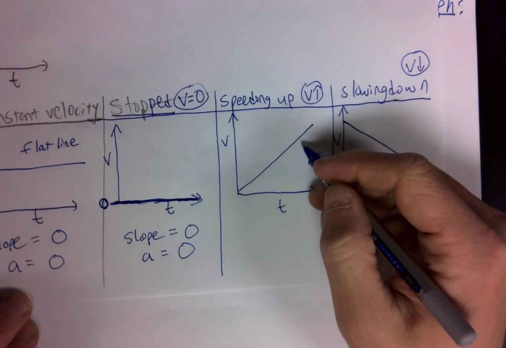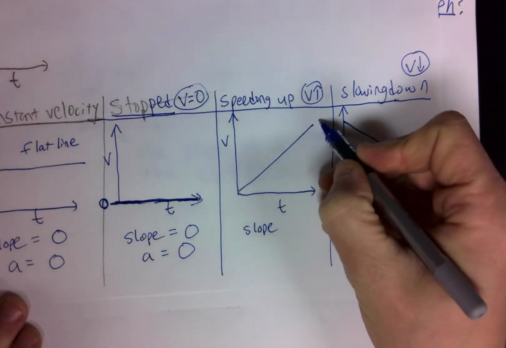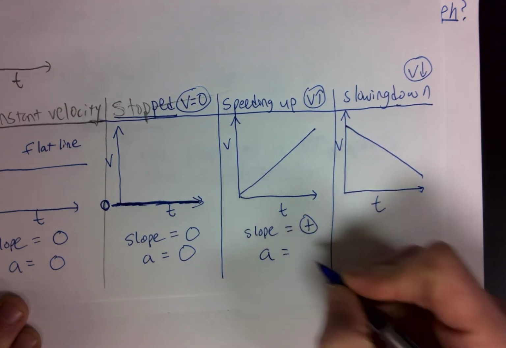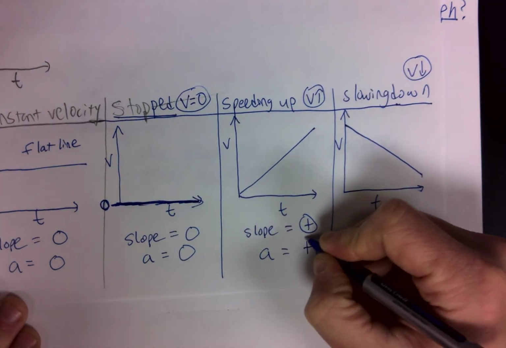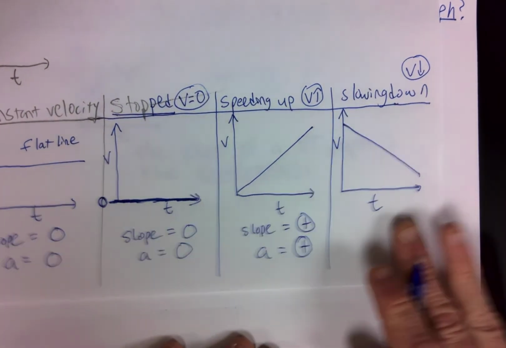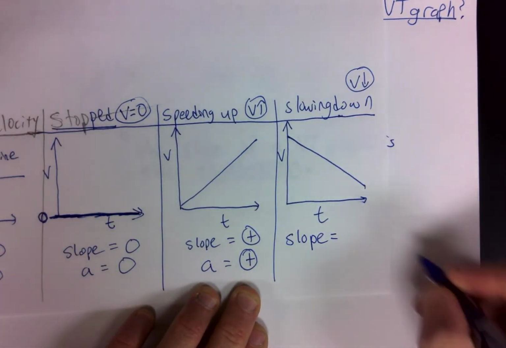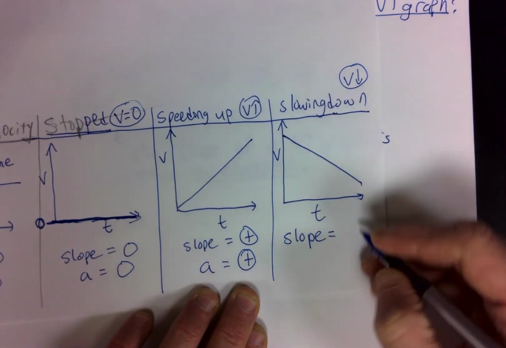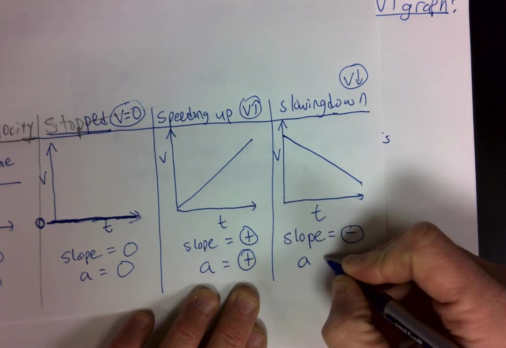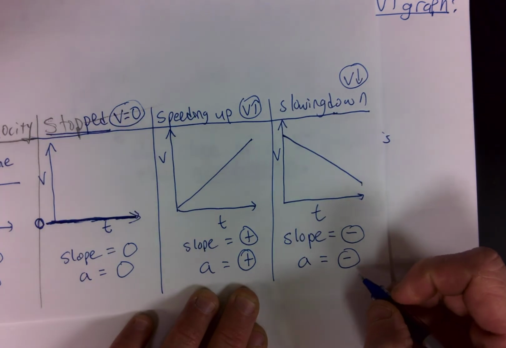And when you're speeding up, what's the slope of that line? Oh, what kind of number is that? Going up, it's a positive slope. So that means when you speed up, what kind of acceleration do you have? Also a positive. The slope, when it's positive, gives us a positive acceleration. And finally, with slowing down, the slope, oh, looks like it's going down now. The slope is a negative. So that means our acceleration is also a negative, which makes sense because we are slowing down.